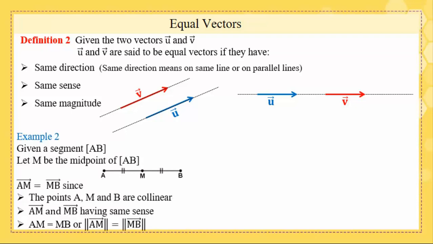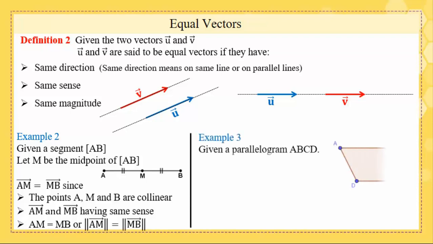Example: if we have segment AB of midpoint M, we say that AM vector is equal to MB vector because they have same direction, same sense, and same magnitude. But how? Same direction because they are on the same line, since A, M, and B are collinear. Same sense, since from A to M, as from M to B, they are both going to the right. And same magnitude, since the length of segment AM is equal to the length of segment MB, since M is the midpoint of segment AB.